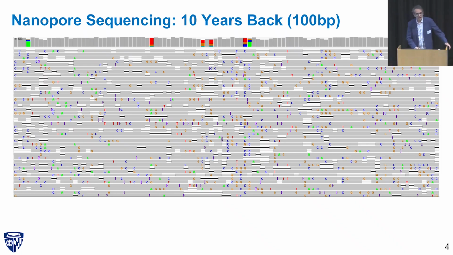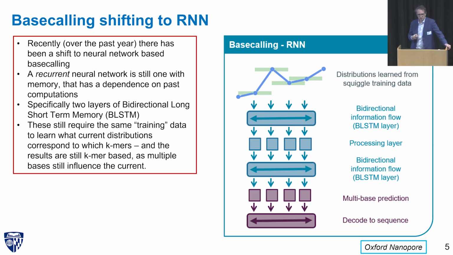ONT has worked very hard on improving the chemistry, improving the steadiness of the translocation rate, which is controlled by their motor protein, and getting better detection. But they have also shifted their base calling to neural nets. We all know and love ChatGPT. I know I write all my grants with it.